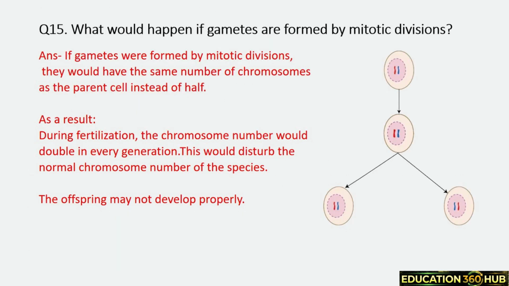Question number 15. What would happen if gametes are formed by mitotic divisions? Answer. If gametes were formed by mitotic divisions, they would have the same number of chromosomes as the parent cell, instead of half. As a result, during fertilization, the chromosome number would double in every generation. This would disturb the normal chromosome number of the species. The offspring may not develop properly.